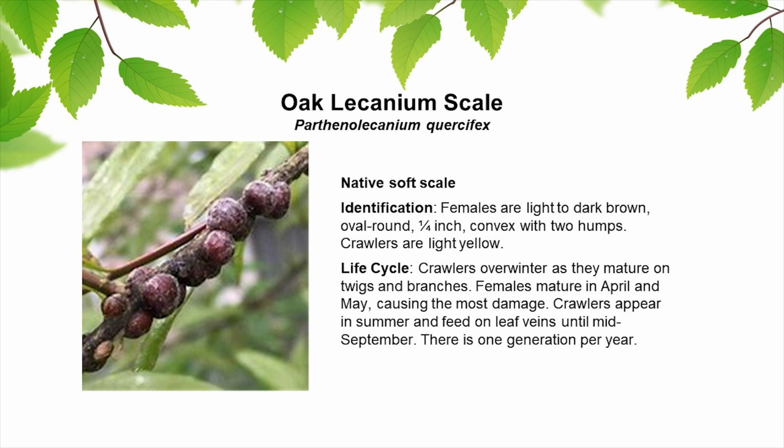Oak Lecanium Scales overwinter as crawlers on twigs and branches. Females mature in April and May, causing the most damage. Crawlers appear in summer and feed on leaf veins until mid-September. There is one generation per year.